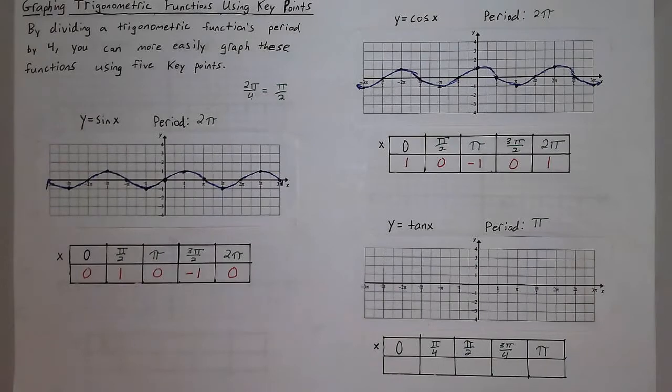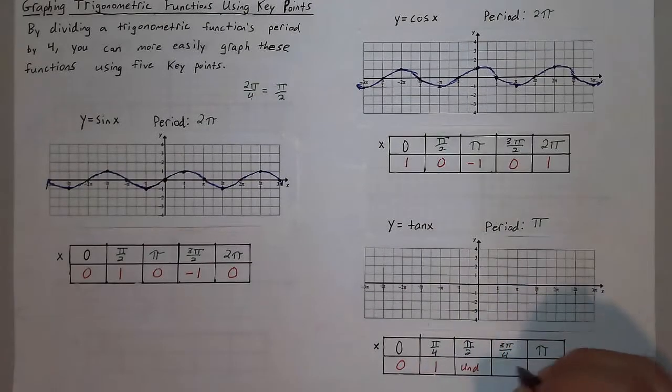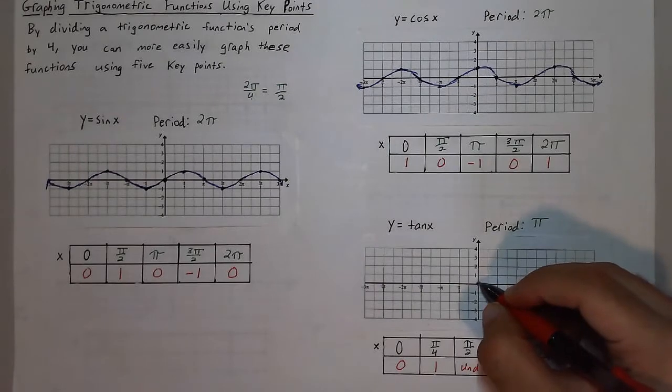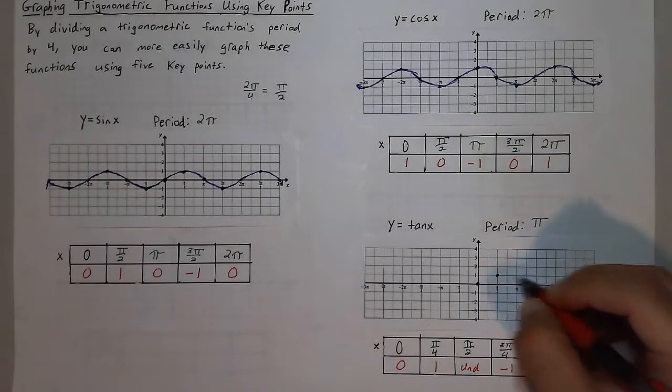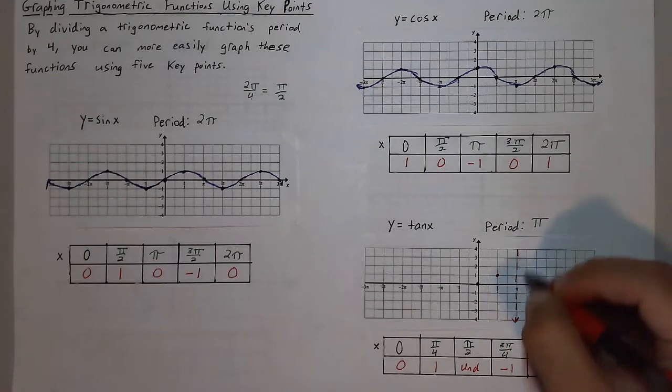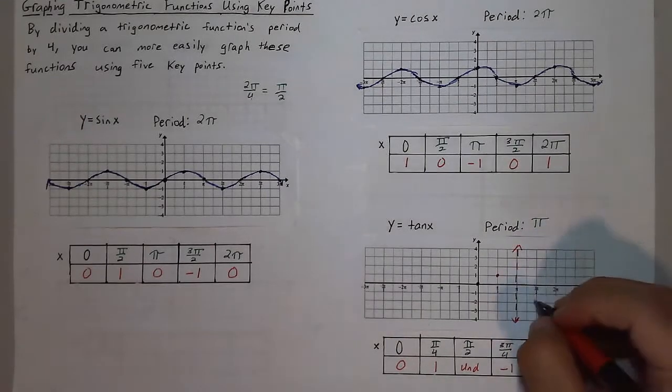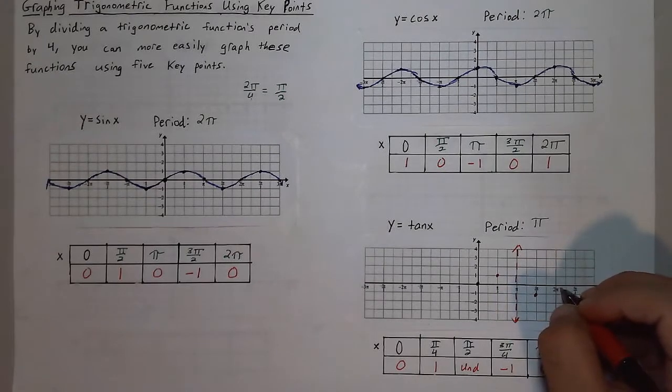Plugging in these values into tangent gives me 0, then 1, and then undefined, -1, and then 0. So 0, 1, undefined, which we learned in the last lesson just means an asymptote. And then -1, and then 0.